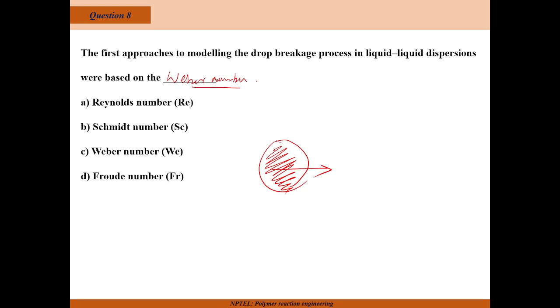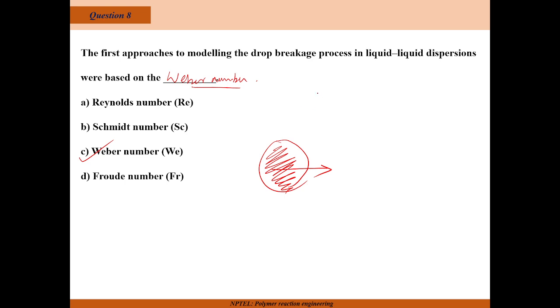Basically, if the surface tension value is larger, then the chance of breaking is lesser, as the surface tension comes in the denominator, and the surface tension should be larger than the flow force. In that case, drop breakage would not be preferred, rather the drop will stay as it is. If the Weber number is large, that means there is a higher chance of drop breakage. So the answer to this question is Weber number.